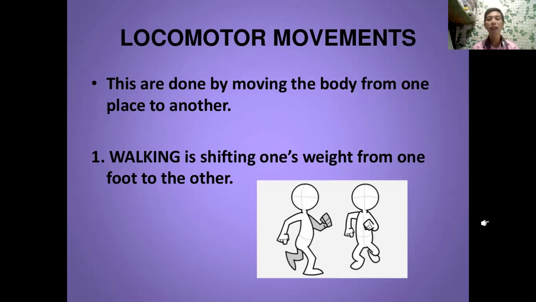One best example of locomotor movement is walking. Walking is shifting one's weight from one foot to another. Again, one example of locomotor movement is walking, because walking is shifting one's weight from one foot to another.